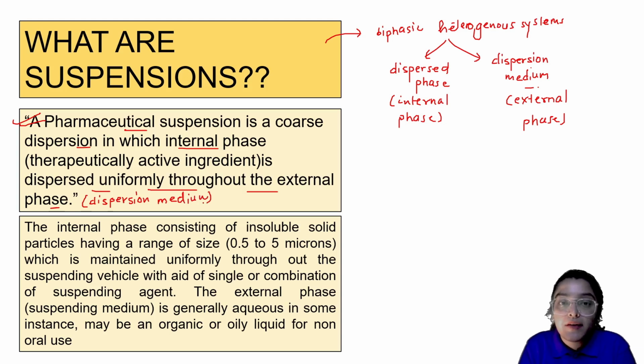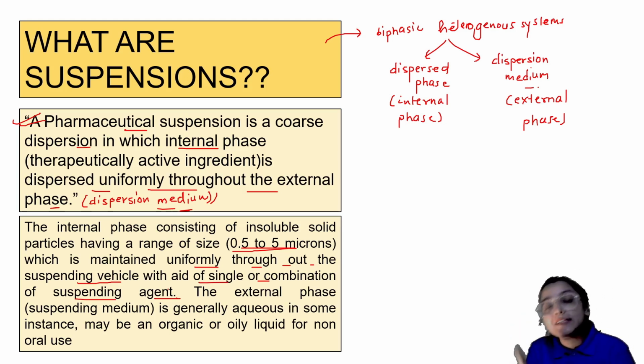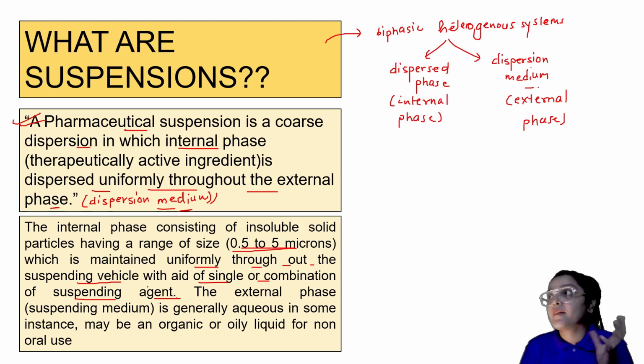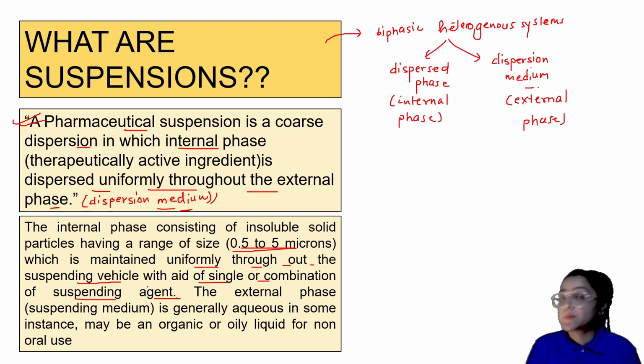Okay students, so the particle size range in the suspension is 0.5 to 5 microns, having the therapeutically active ingredient in our dispersed phase, which is uniformly maintained throughout the suspending vehicle with the aid of single or a combination of suspending agents in your external phase, that is your dispersion medium. So by far we have seen that just like the colloids, these also contain a dispersed phase which is uniformly distributed in the dispersion medium.